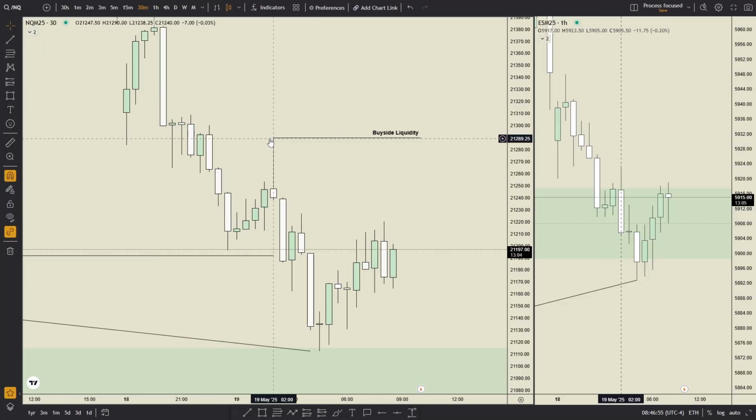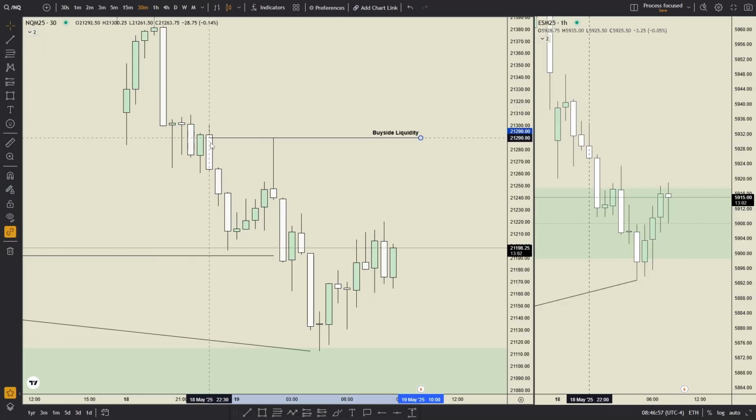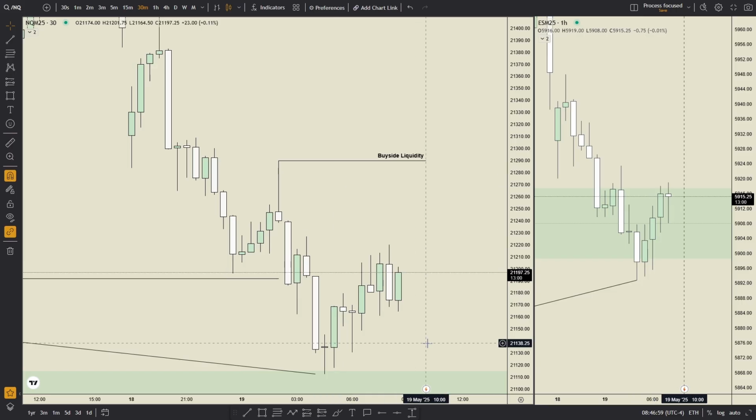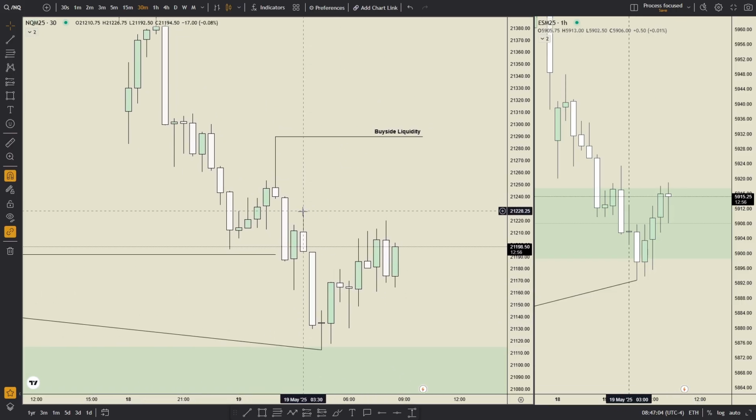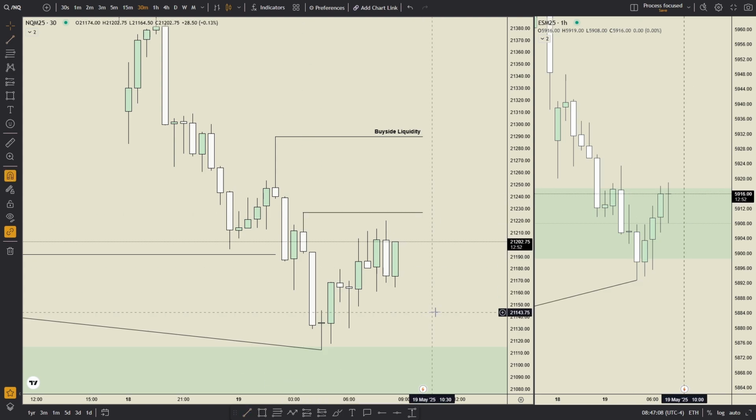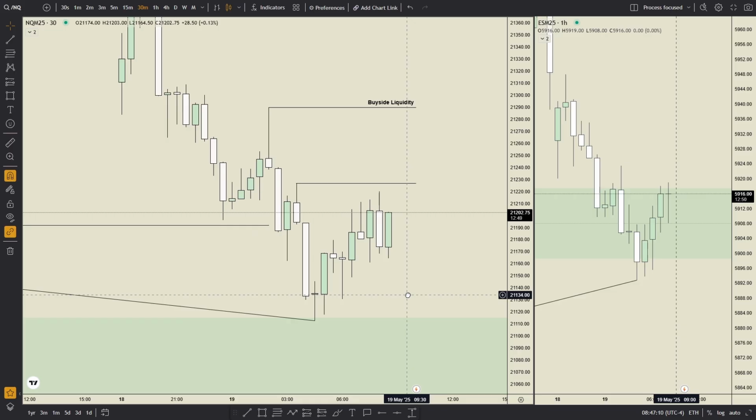Looking on the 30-minute, I'm trying to align my highs with fair value gaps, as they are much stronger draws on liquidity. See how we've got this high here inside of a fair value gap. This is an intermediate term high, so we could be seeing a potential reversal off this high here.